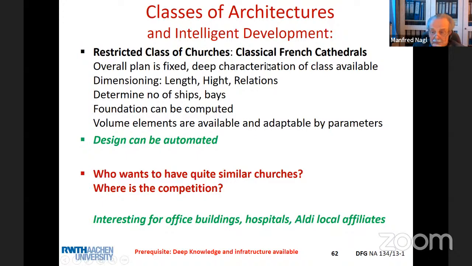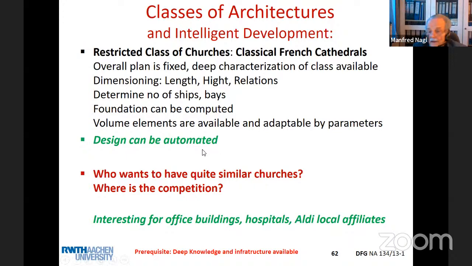for classes of churches. So we have shown it here for the classical French cathedral. Also in France, there are churches which are not built according to this class. Okay, for example, Albi in Aquitania, there are churches with round roofs and so on. So the overall plan is fixed, and we can give a deep characterization of the class which you regard. A deep characterization. So the similarity of the representatives in that class is very strong. And that makes it possible to use these kind of intelligent ideas.